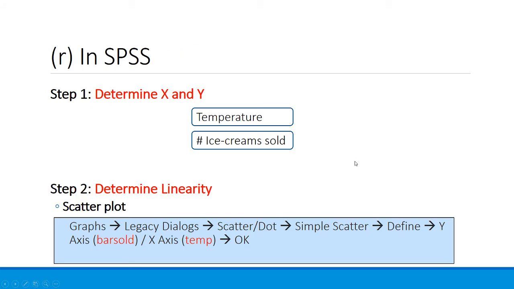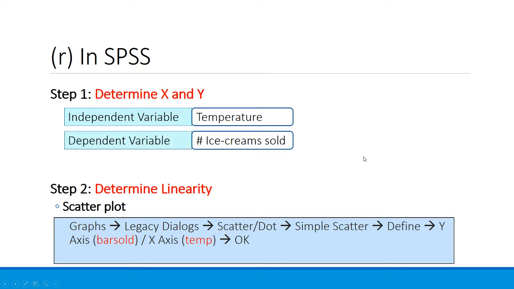But before we can go to SPSS and conduct the analysis, there are several steps that you have to conduct. The first one is to determine which one is the independent variable and which one is the dependent variable. In our case, it's pretty simple. Temperature is the independent variable because temperature can affect how many bars of ice cream a salesman can sell in a particular day or month, but the number of ice cream bars sold cannot affect temperature. So obviously temperature is the independent variable and number of ice cream bars sold is the dependent variable.